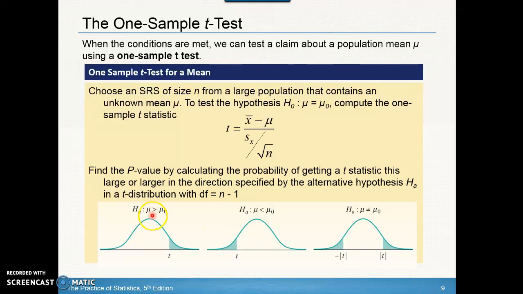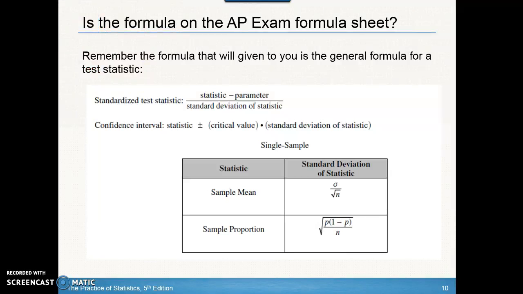Just remember, when we're checking whether the alternative is greater than, it's always the upper tail probability, the probability of a t that extreme or greater. If it's less than, we're checking the probability that we get this t-statistic or less. And if it's not equal to, what's the probability that I get that t-statistic or higher, or that t-statistic or lower. And always remember that the null is written using mu.